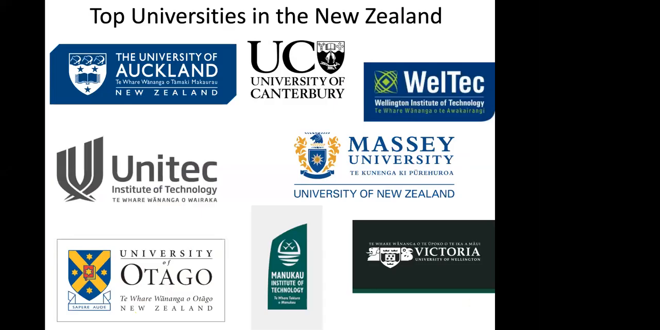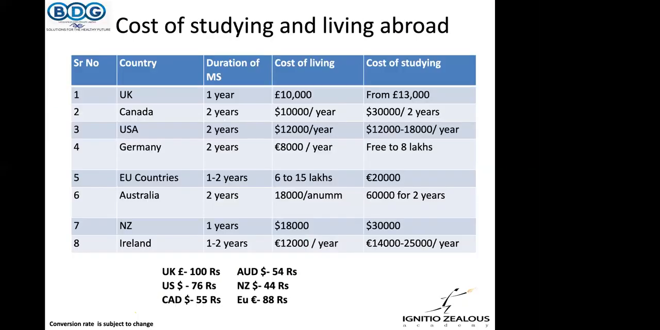A country like New Zealand, again, is a very small country, but it is very good for dairy technology or microbiology related subjects. So yes, New Zealand also is a good option. I thought I can put up an overall stat of how much it costs, but again, please don't go by this slide because it varies from country to country, city to city. So there are two aspects of studying abroad.